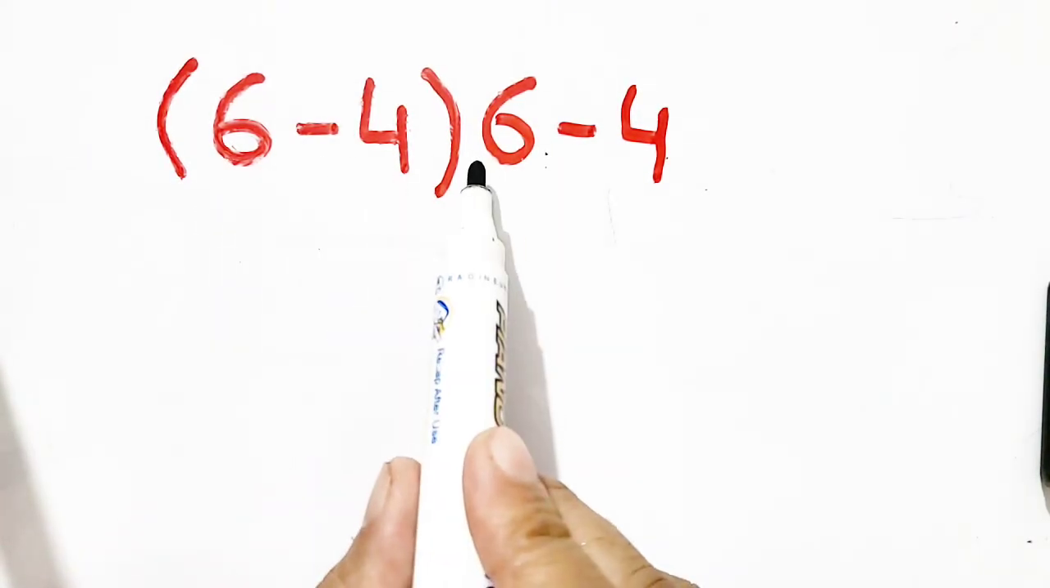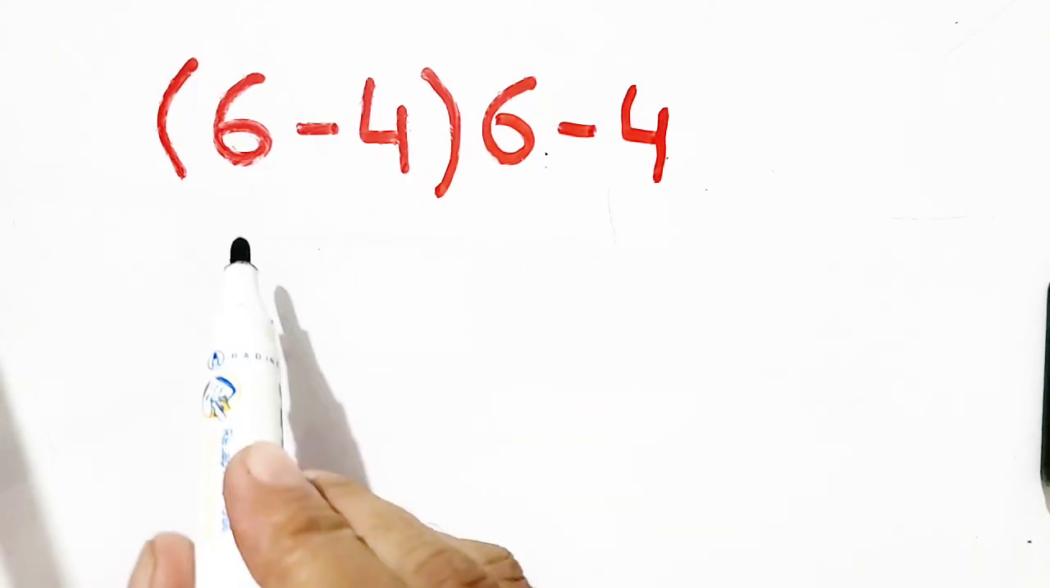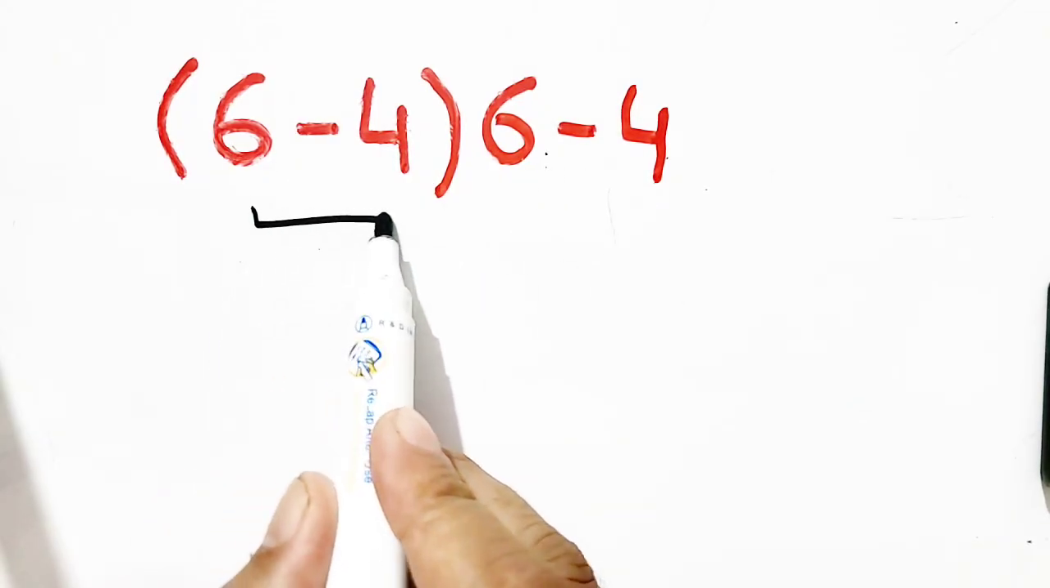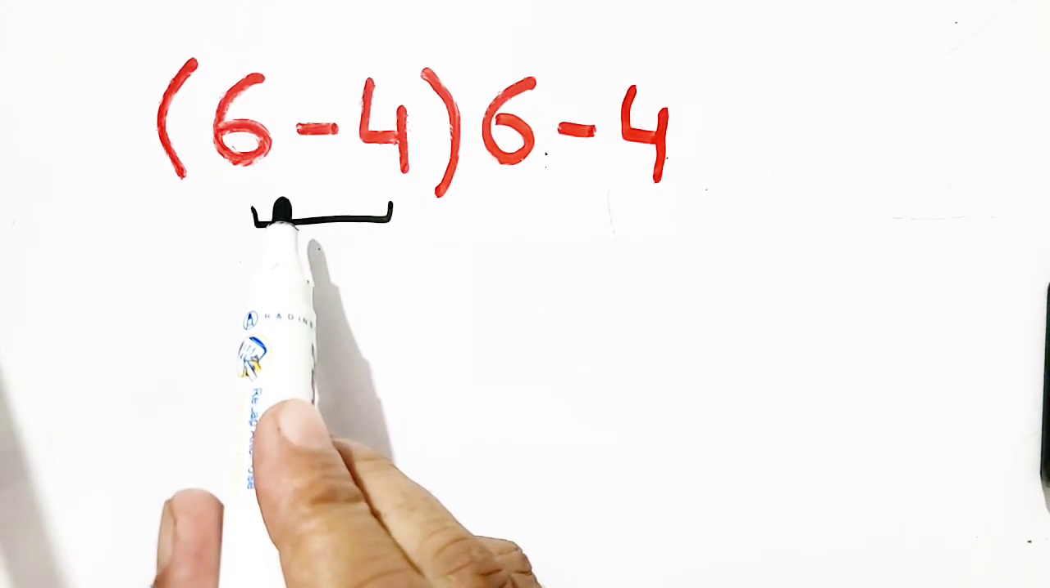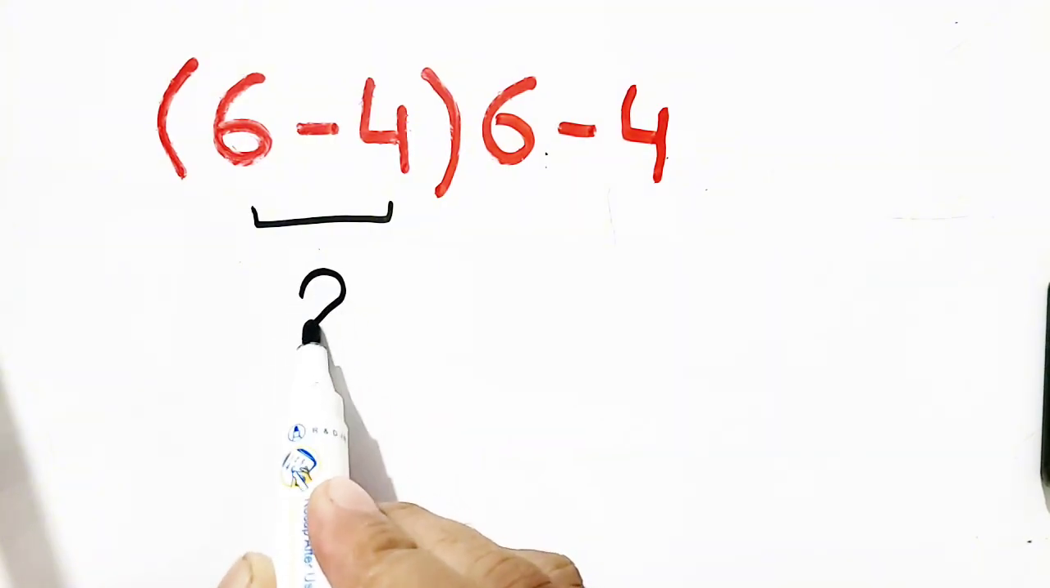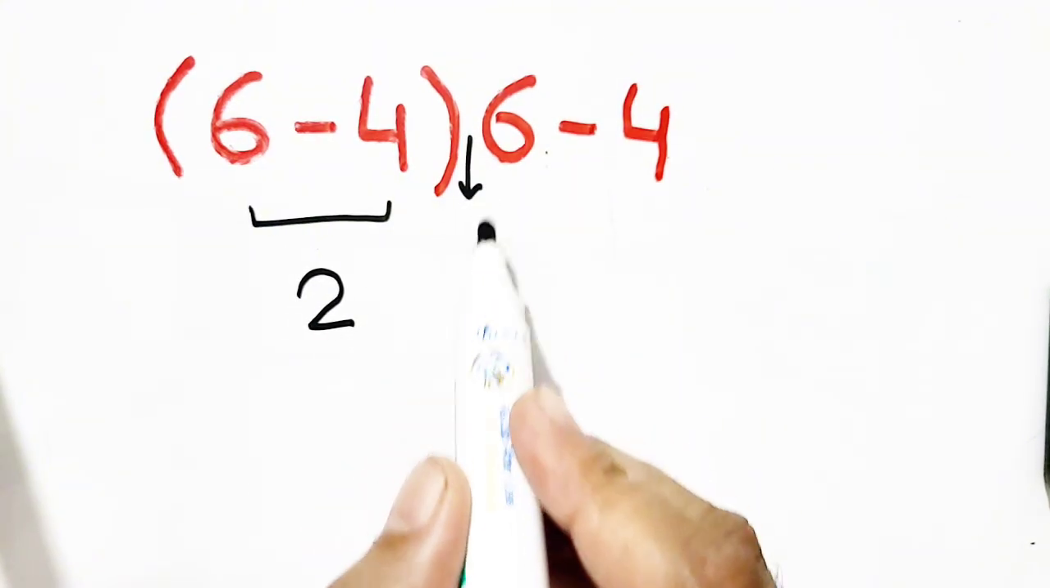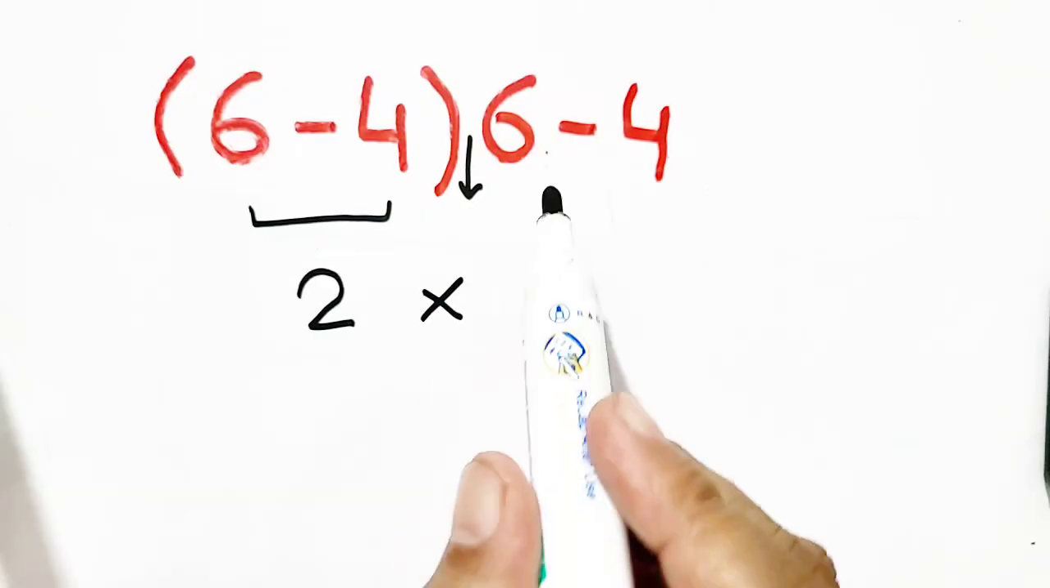I have a question: 6 minus 4 times 6 minus 4. If you observe it, you have two portions. The first portion is 6 minus 4, which is equal to 2. There is no symbol here, so we will put multiplication.